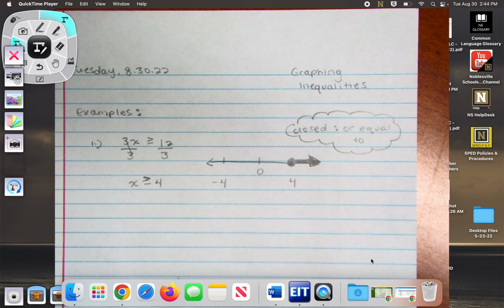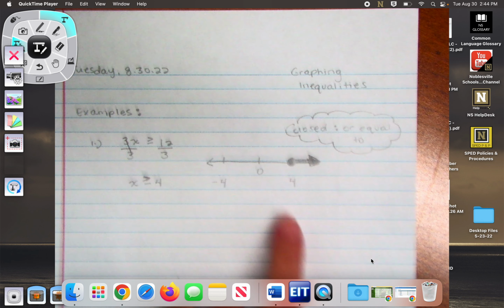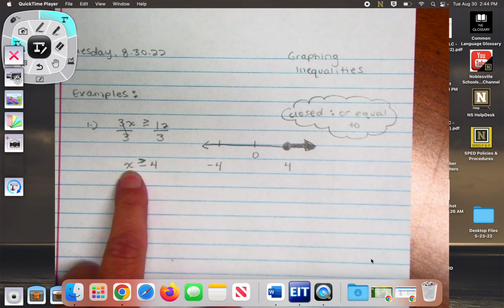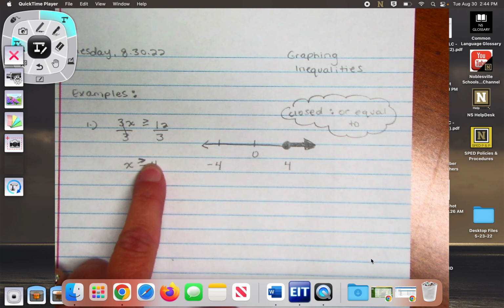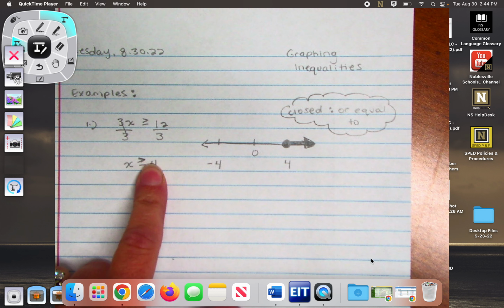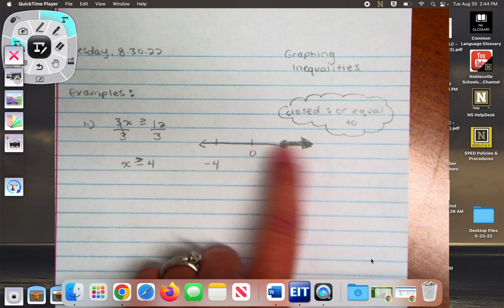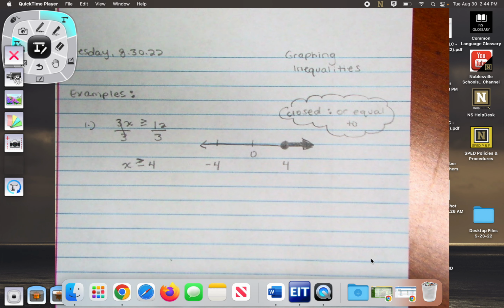So I always encourage students to rewrite the inequality after you've solved it so that the variable's on the left, so that the arrow is always going the same direction. Do you see how this is pointing this way? So the arrow is going that way. Also, if you think about it, where are the values greater than 4? To the right.